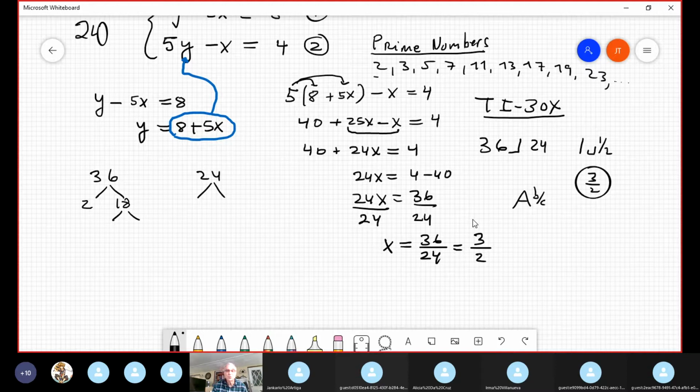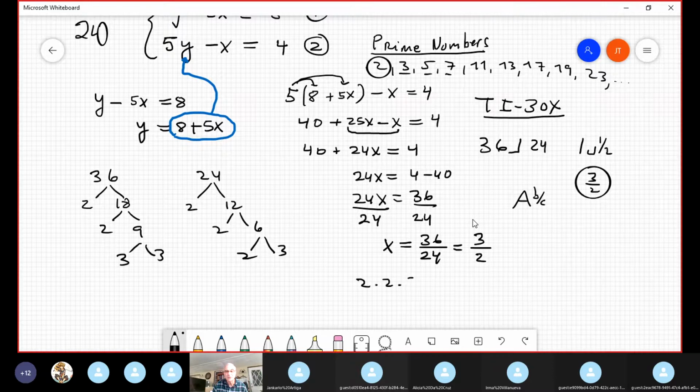Now you divide by 2. When it's impossible, divide by 3, following this sequence. This is 2, 9, and this is 3, 3, because 9 is not divisible by 2. And 24 divisible by 2 gets 12, divisible by 2 gets 6, divisible by 2 is 3. And you replace, not 36 anymore, it is 2 times 2 times 3 times 3.